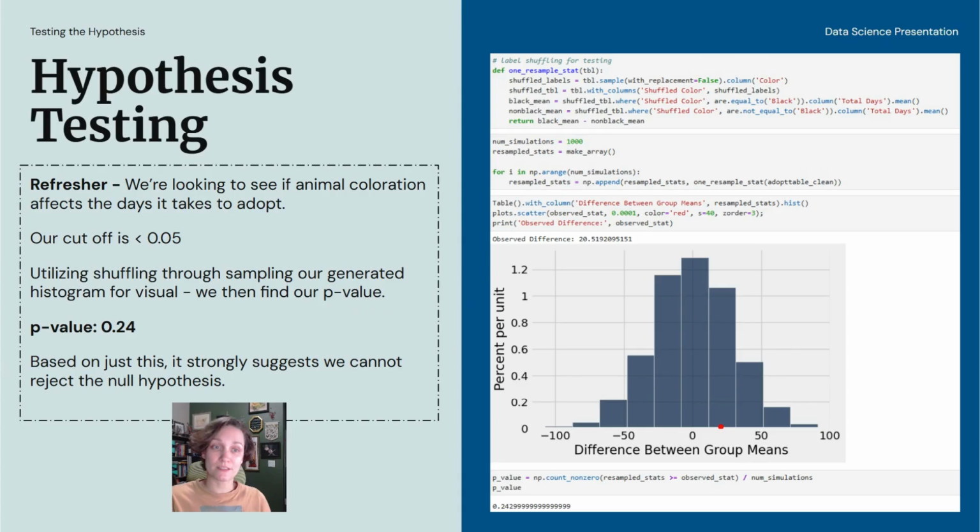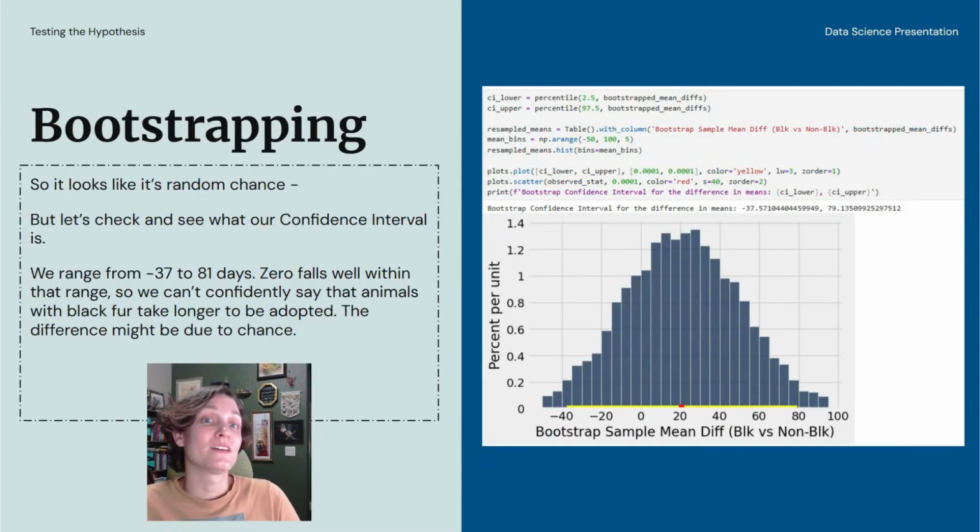Our cutoff is defined as 0.05. Utilizing shuffling through sampling, our generated histogram for visual, as you can see to the right here, we then find our p-value. Our p-value, 0.24. And based on just this, it strongly suggests we cannot reject the null hypothesis with this data. It looks like it's random chance, but let's see what our confidence interval is, our CI. So we range from -37 to 81 days. 0 falls well within that range, so we can't actually say that animals with black fur take longer to be adopted. It may just be due to chance.